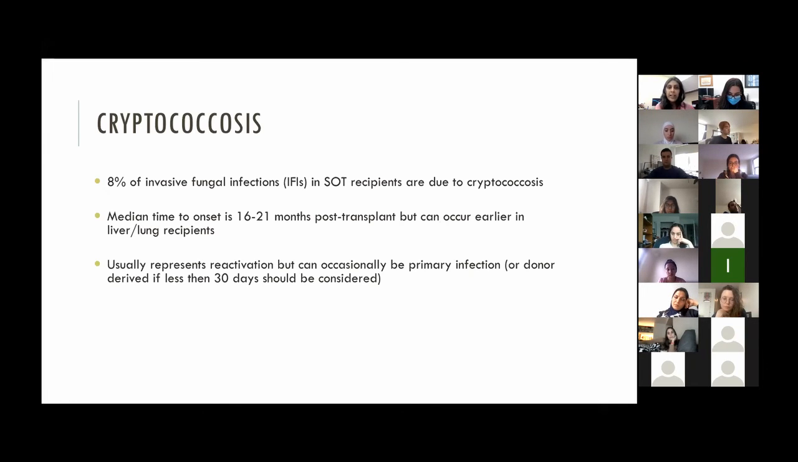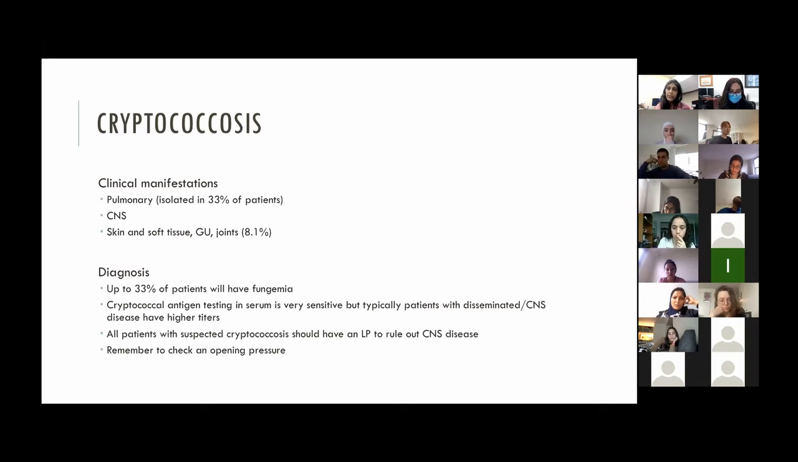So Cryptococcus is described as 8% of invasive fungal infections that we see in solid organ transplant recipients. The median time to onset is late, 16 to 21 months, but it can occur earlier, as was described in this case. And it can represent reactivation of latent infection in the setting of immunosuppression after transplant, but it can also be primary infection, and rarely it can be seen as donor-derived infection, especially if seen within 30 days after transplant.